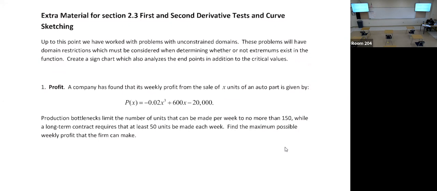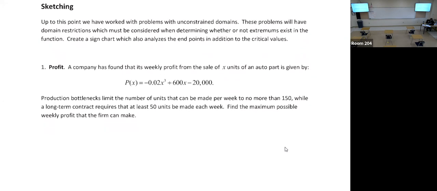But I'm going to say for our practice, I would like to do a first and second derivative test. So I'll write that here. So we're going to do first and second derivative test with the chart. And then I'm going to say test y value of endpoints. So here is a practical application of what we're learning. A company has found that its weekly profit from the sales of x units of an auto part is given by this expression, this equation.